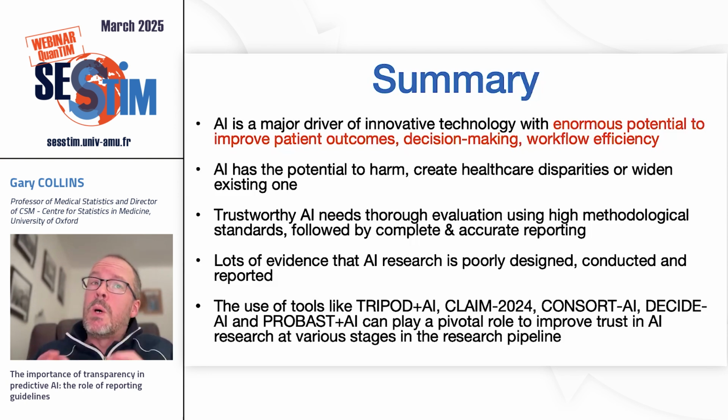We want it to be high quality, with robust methods, well designed, but importantly, it has to be completely and accurately reported. Yet we know there's lots of evidence to suggest that AI research is not well designed. It's often poorly conducted, and the reporting is suboptimal. So we have these tools like TRIPOD and CLAIM to hopefully improve the completeness of reporting across the research pipeline. And I'll stop there. Thank you very much for listening to my talk.